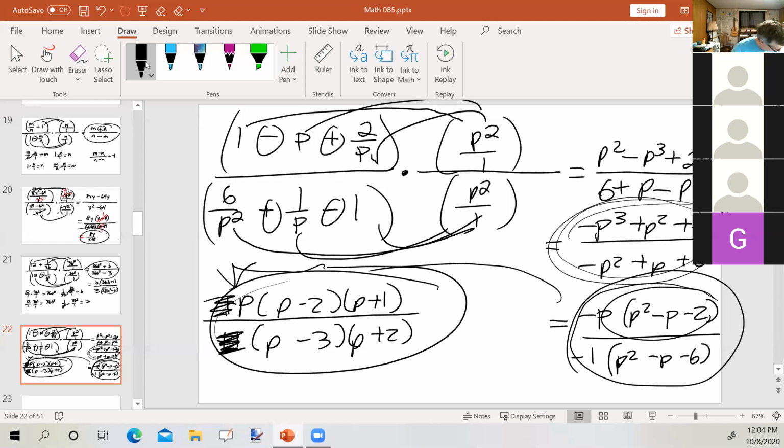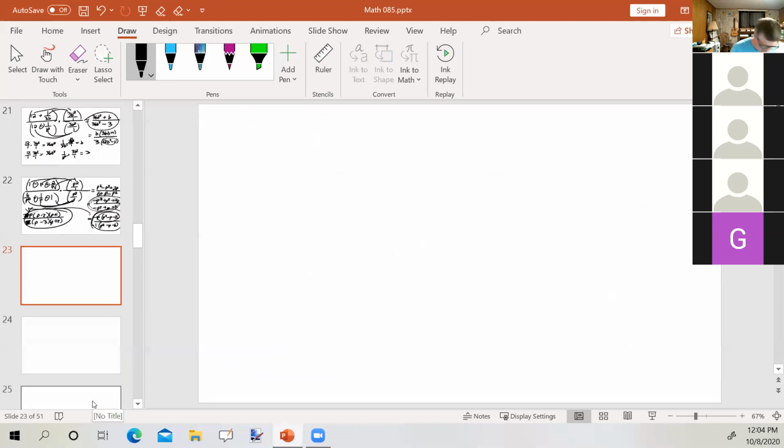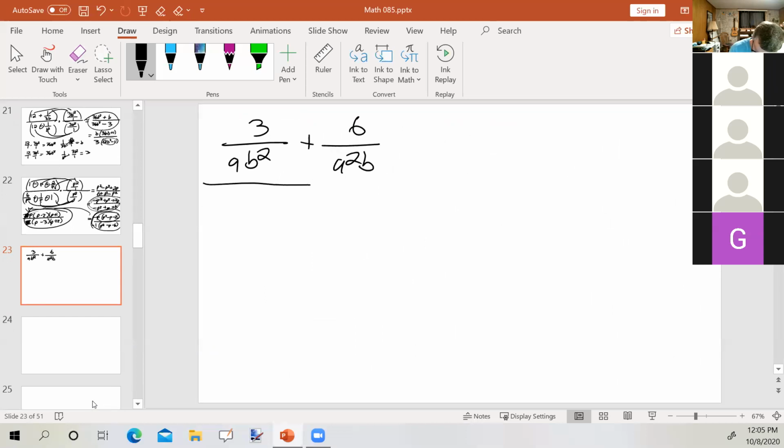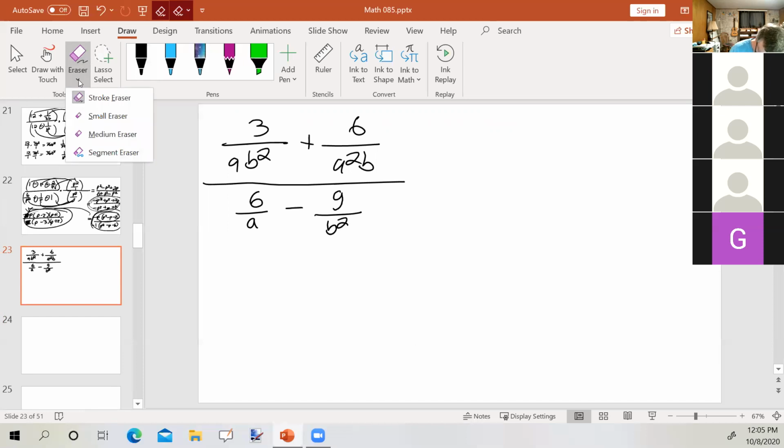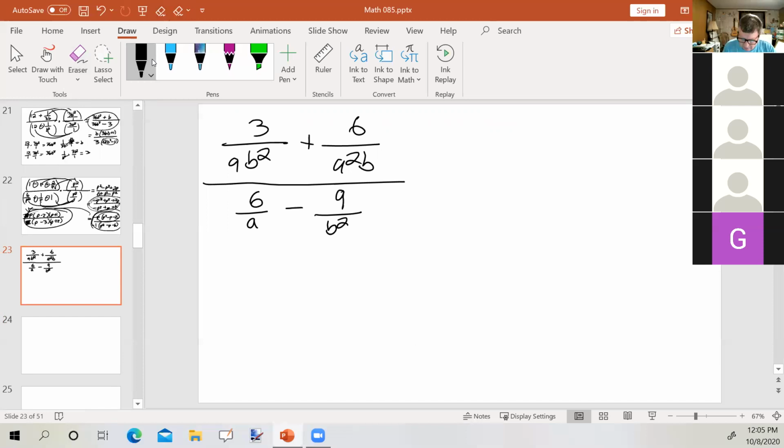All righty. Let's see here. 3 over ab squared plus 6 over a squared b, the whole thing over 6 over a minus 9 over b squared. It looks like a g, but it's a 9, believe it or not. I think I'm going to rewrite that piece right there.